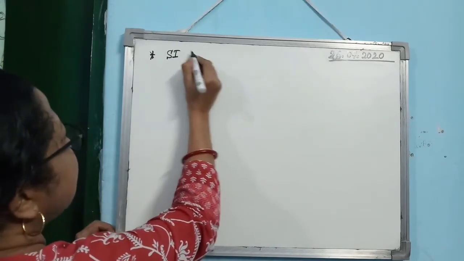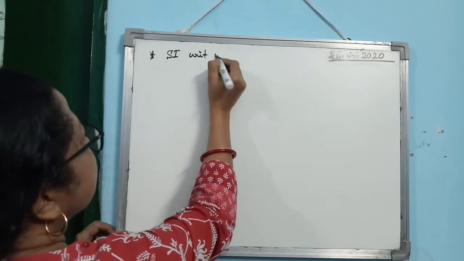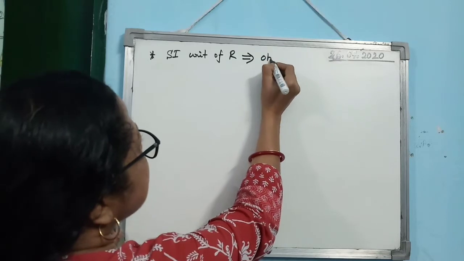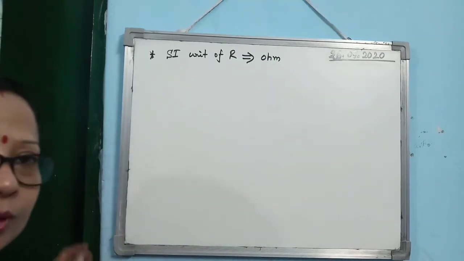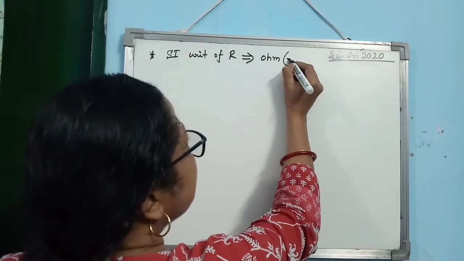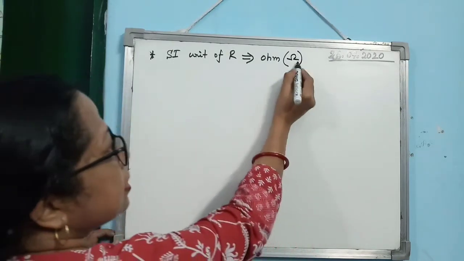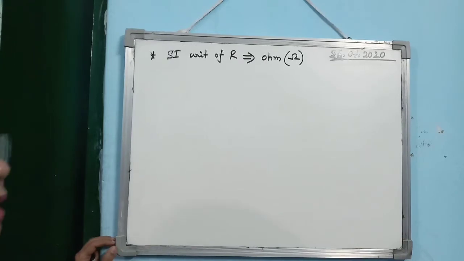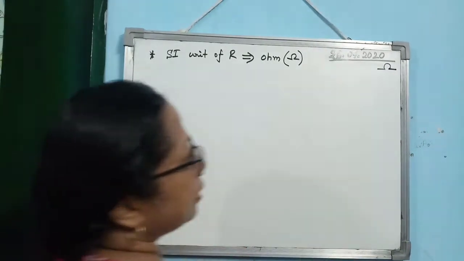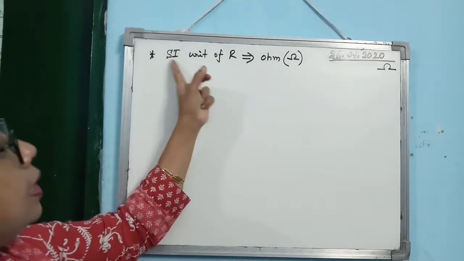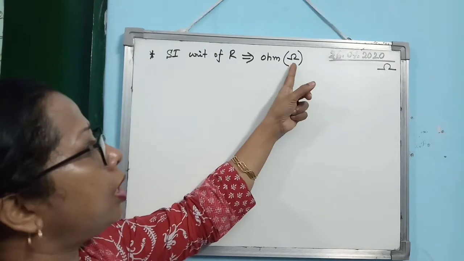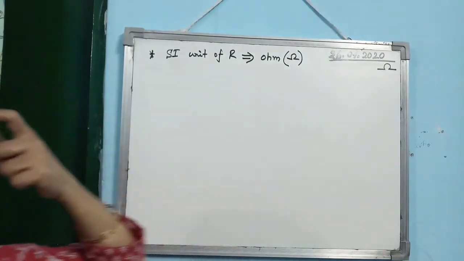Next is, what is the SI unit of resistance? The SI unit of resistance is ohm. It comes from the physicist's name Ohm, and the symbol for it is this. This is omega, a Greek letter. You see how I am writing this, this way, then a loop and then this again. So what is the SI unit of resistance? Ohm, and the symbol for ohm is the Greek letter omega.